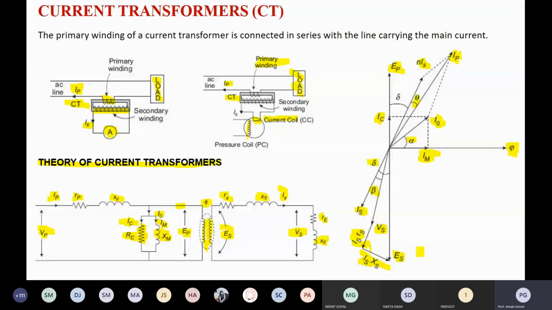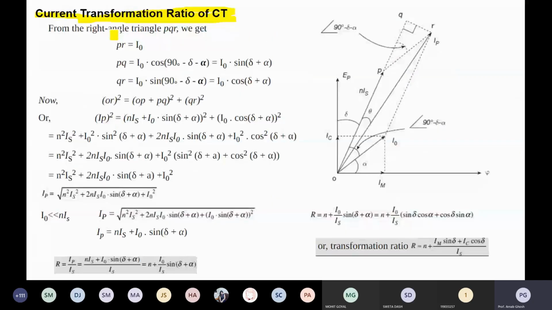So then what is your PQ? PQ equals I0 cos. What is your PQ? PQ equals I0 cos with that angle. So what is that angle? You have to find out that angle. So how to find out the angle? It is coming 90 degree.